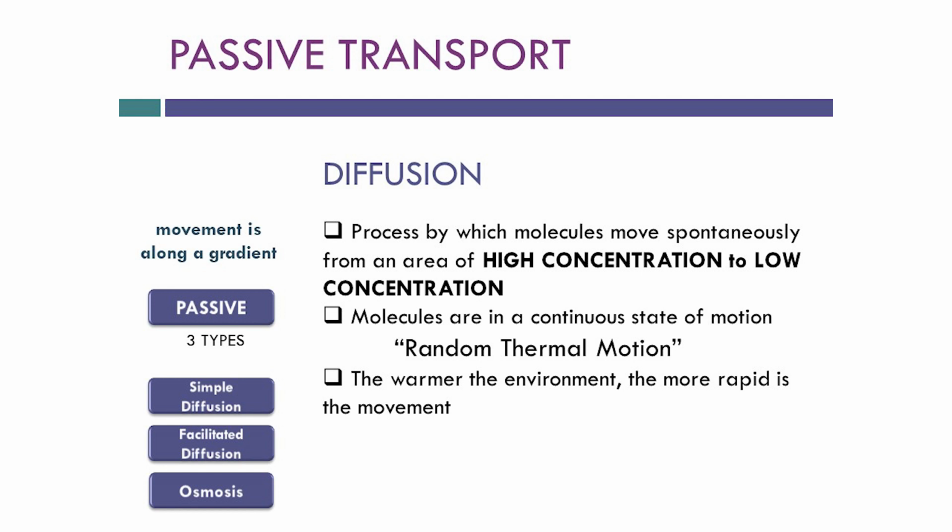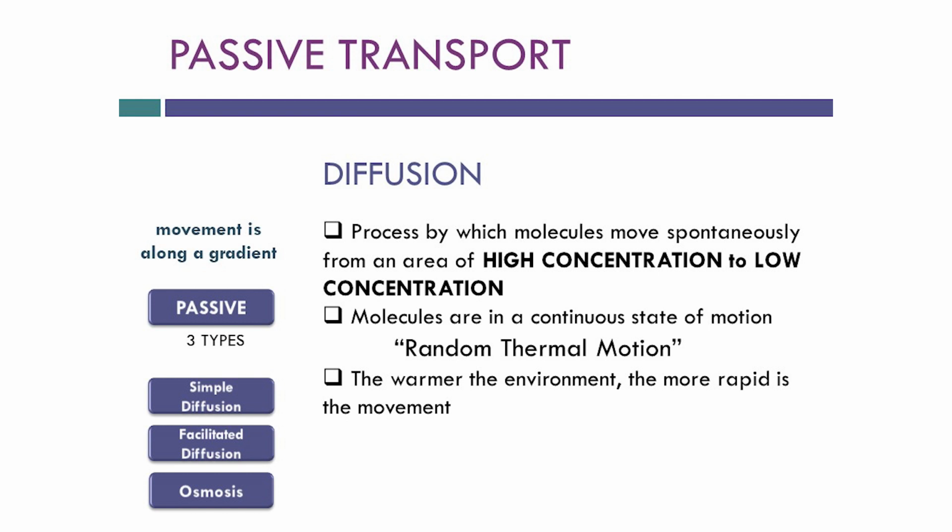First is diffusion. Diffusion is a process by which molecules move spontaneously from an area of high concentration to low concentration. So just remember, DHL. I'm sure you are familiar with DHL. Diffusion, high concentration to low concentration. The movement is actually secondary to the random thermal motion. We've discussed that a while ago. And the warmer the environment, the more rapid is the movement.